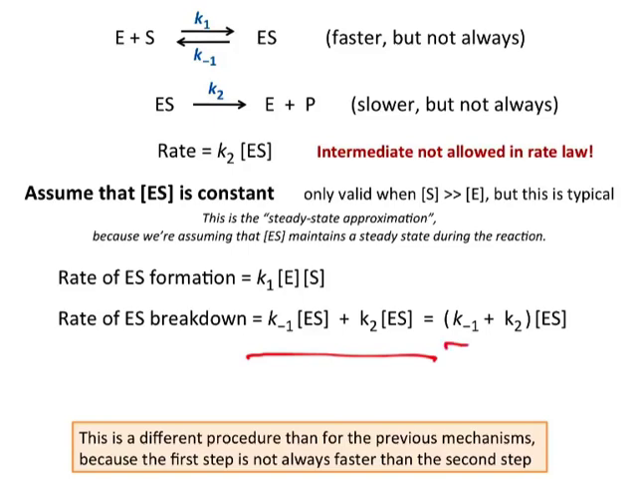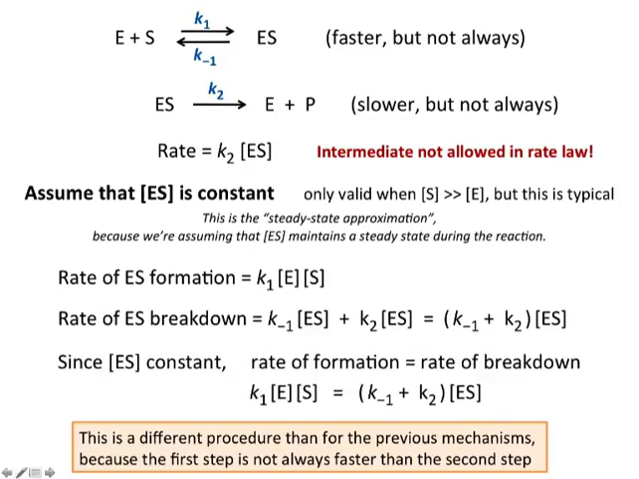And so you can combine these two constants together if you want. That makes a lot of sense to do it that way. Now, since the enzyme substrate concentration is constant, we can say that the rate of making it is equal to the rate of breaking it down. And so when you make it, that's the first step forward. When you break it down, that's both the first step backwards and the second step forward. So we can set these equations up like this.